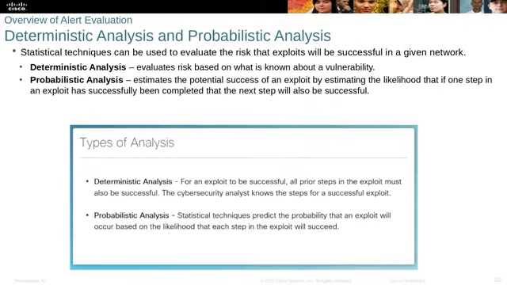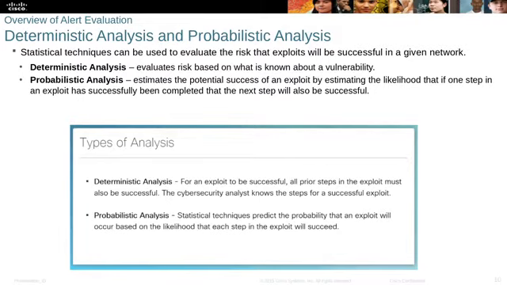Deterministic analysis evaluates the risk based on what is known about the vulnerability. It is assumed that for an exploit to be successful, all prior steps in the exploit process must also be successful. Now this type of risk analysis can only describe the worst case. However, many threat actors, although aware of the processes to carry out an exploit, may lack the knowledge or expertise to successfully complete each step of the path to a successful exploit. So this can give the cybersecurity analyst an opportunity to detect the exploit and stop it before it proceeds any further.